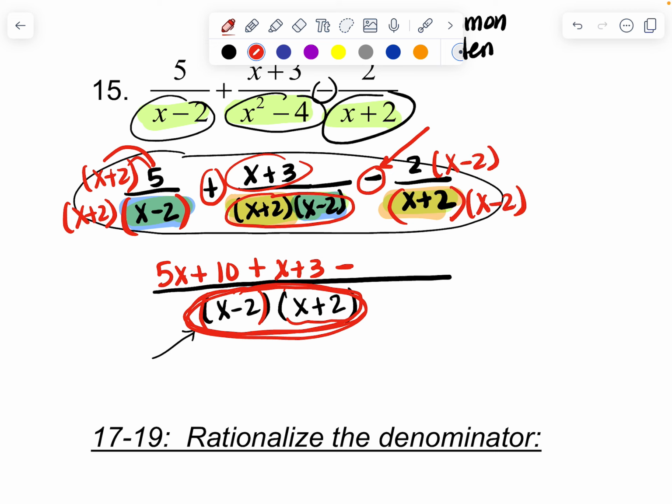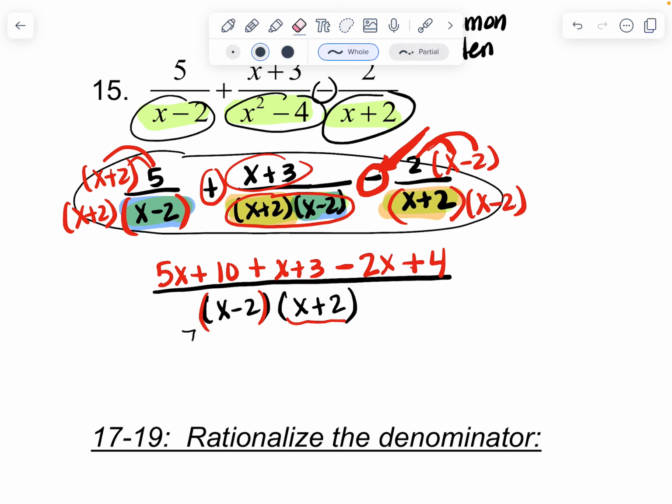Now be careful. Why did I make an arrow here? You're not just distributing the 2. You're actually distributing a negative 2. So negative 2 times x is negative 2x. Negative 2 times negative 2 is a positive 4. Okay? That's where people mess up this problem, so just be careful with that.